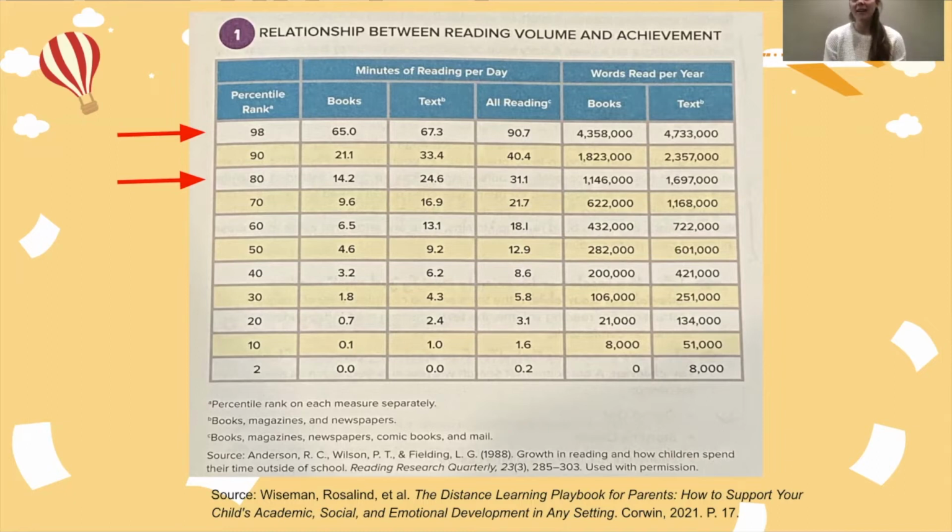And you can see that their words read per year were 1,146,000. A student who ranked in the 98th percentile read for 65 minutes a day outside of class, and they read 4,358,000 words per year. But if you look down the chart, a student who scored in the 30th percentile only read for about 2 minutes a day outside of class, gaining 106,000 words read per year. So you can see that, even if you can get your student to read 15 minutes a day outside of class, that's going to significantly increase the words read per year for them.